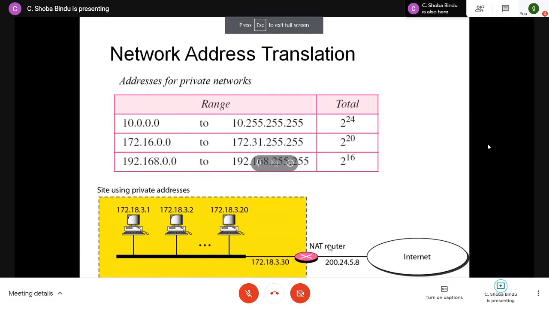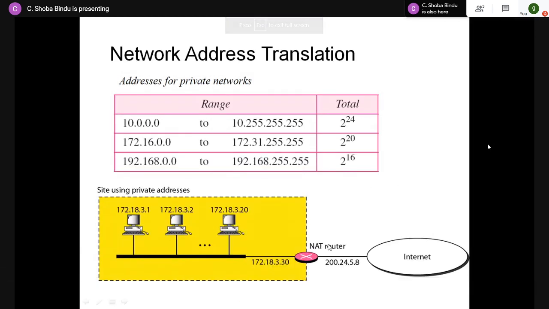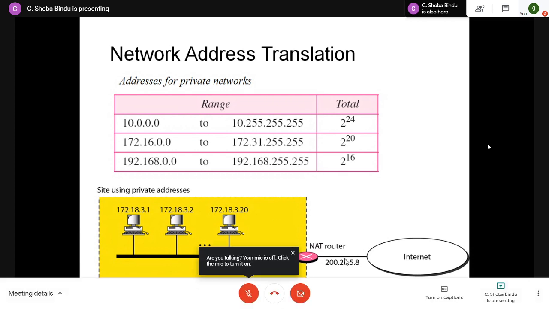If you want to accommodate more than 2 to the power of 32 nodes, it cannot be done here. So what is the solution? The solution is just to increase the size of the network address. But before that, network address translation has been used as a temporary solution. What they have done is identify a range of IP addresses as the addresses for private networks. So these are the private addresses, the range of private addresses.